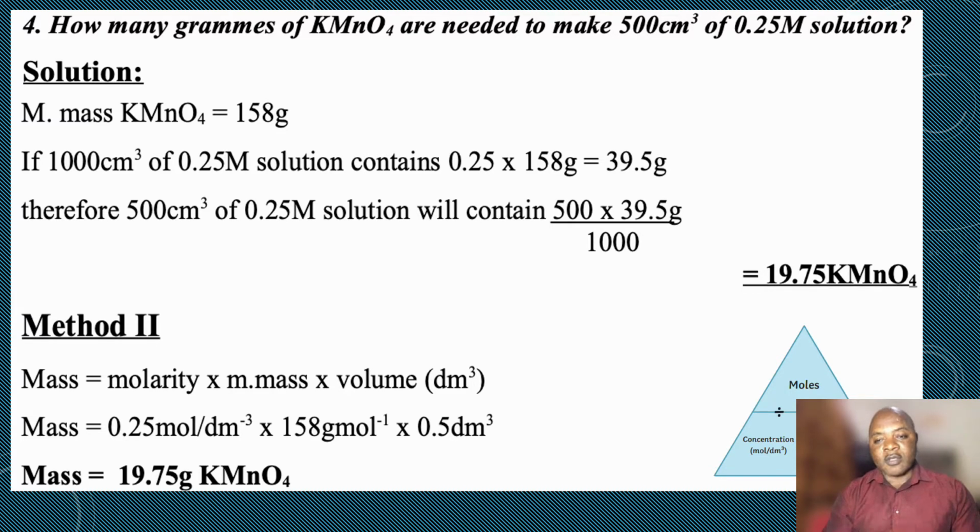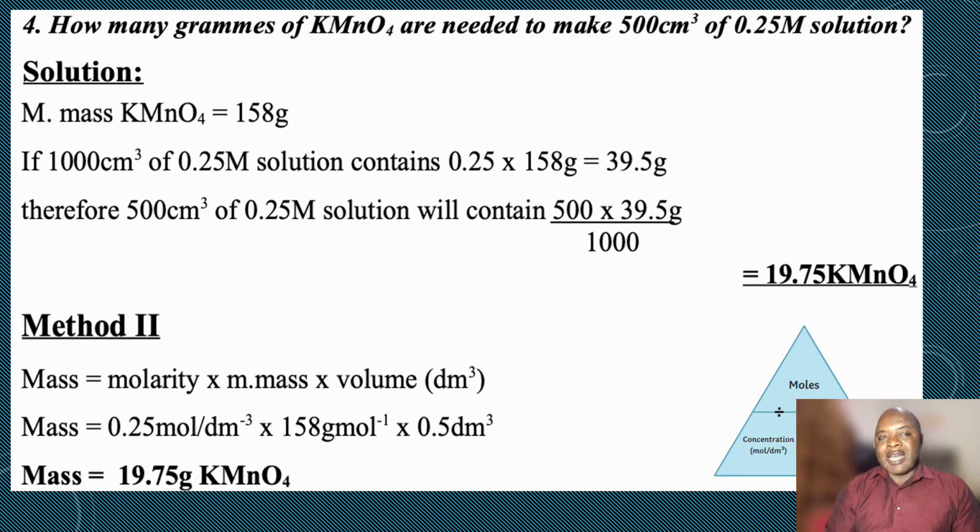But the mass is what? In the other triangle which I showed you, to have the mass, we will multiply the number of moles by the relative atomic mass or by the molar mass. It depends what you are using. So the molar mass is 158. So 0.125 times 158. We will have 19.75.